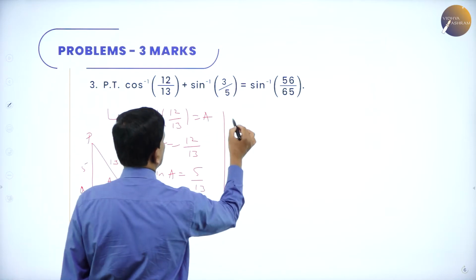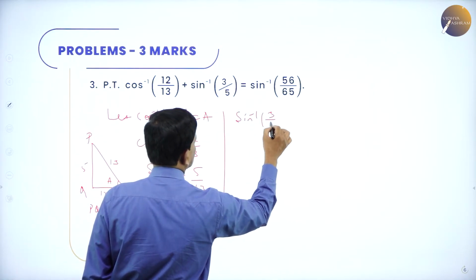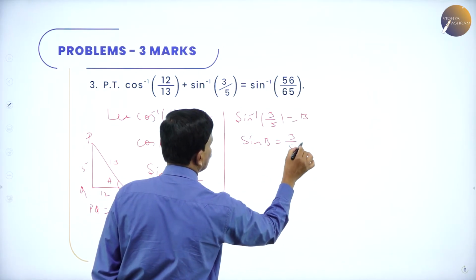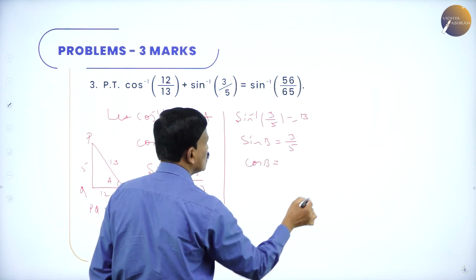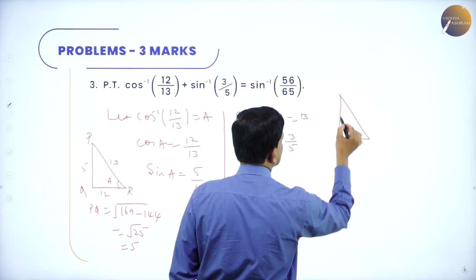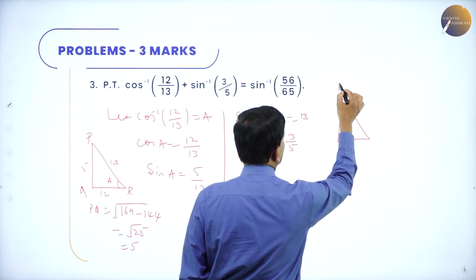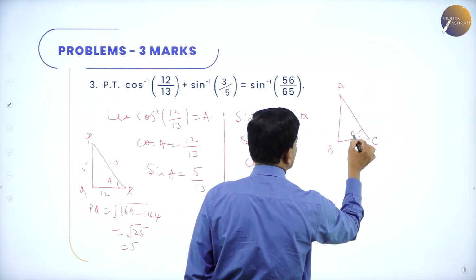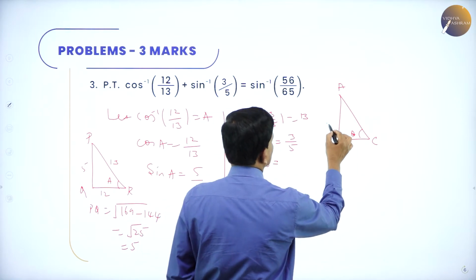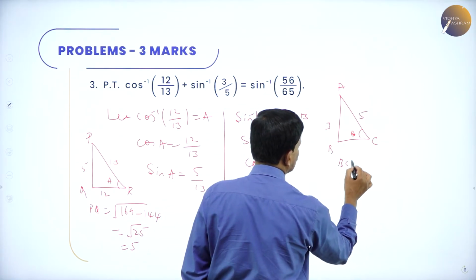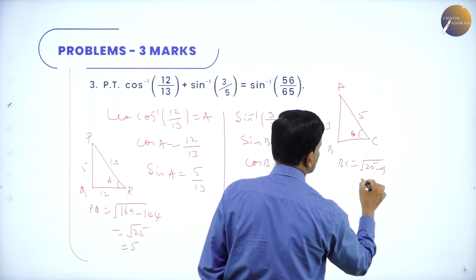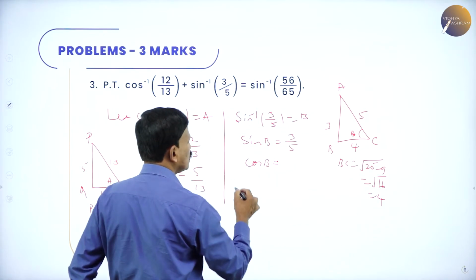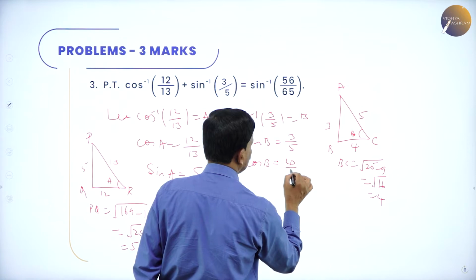Similarly, come to this. Sin inverse of 3 by 5 is equal to, call it B. What is sin B? Sin B is equal to 3 by 5. Find out cos B from this. So I will represent here. Again, let me call it A, B and C. Suppose this is an angle theta or B, then what is sin? This is 3 by 5. Find out the value of BC. BC is equal to 25 minus 9, that is equal to 16. Square root of 16 is 4. Again 3, 4, 5 are Pythagorean triplets. Cos B is equal to 4 by 5.